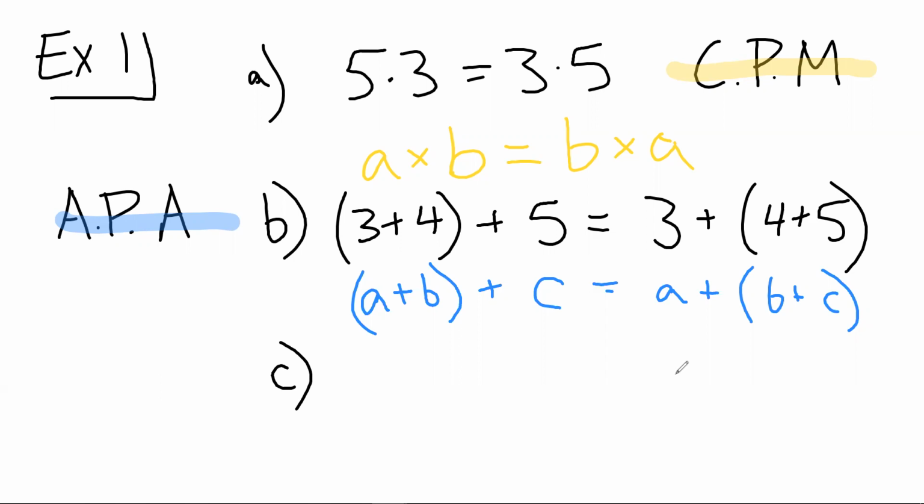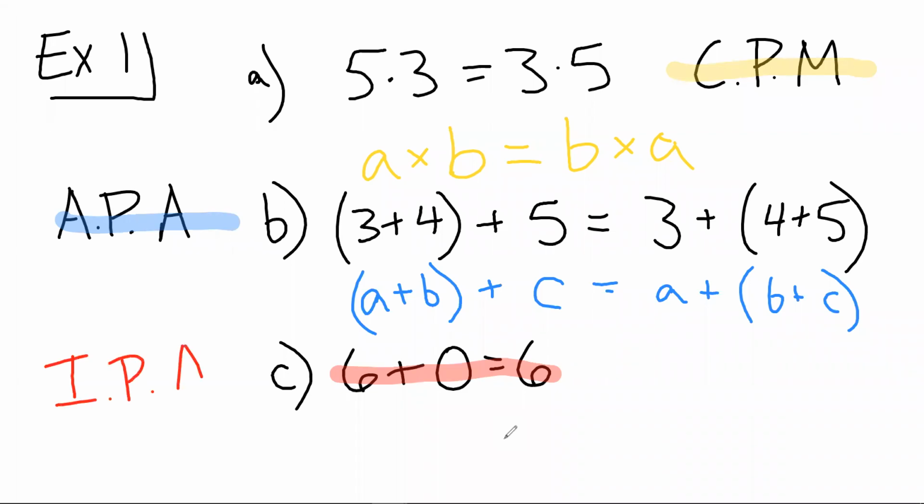All right. Letter C, we have 6 plus 0 equals 6. Which property do we have there? Raise your hand if you know. Aries? Identity property of addition. Yep. So the identity property of 0, identity property of addition.